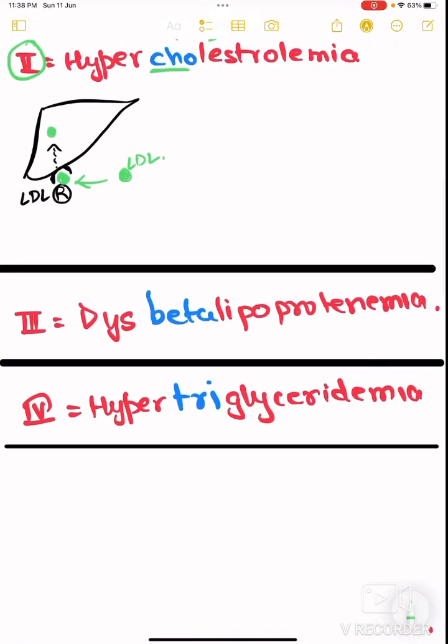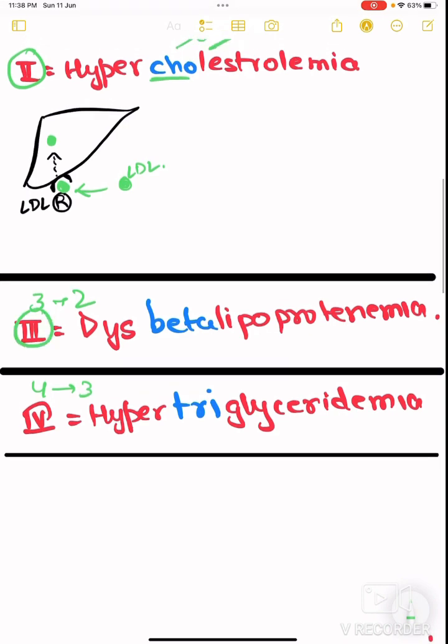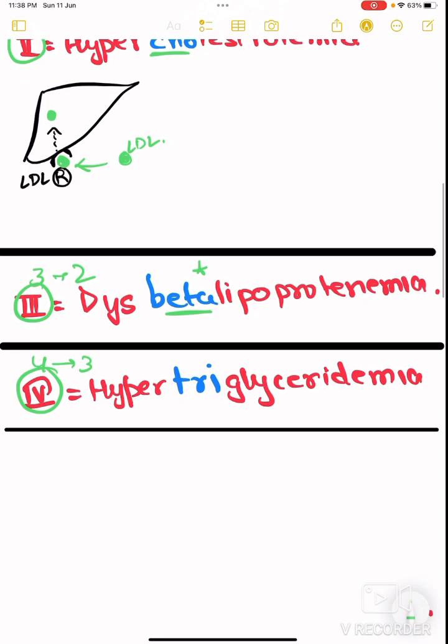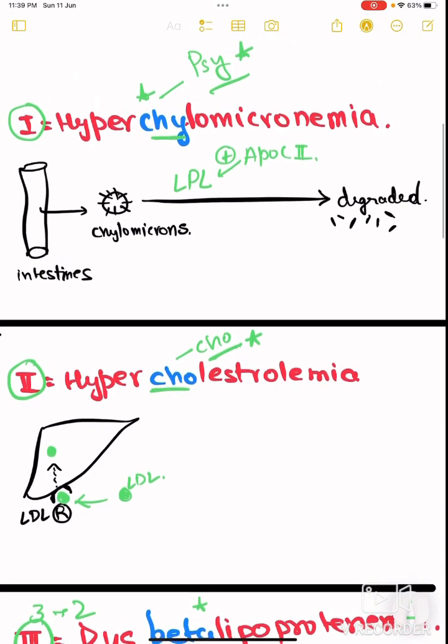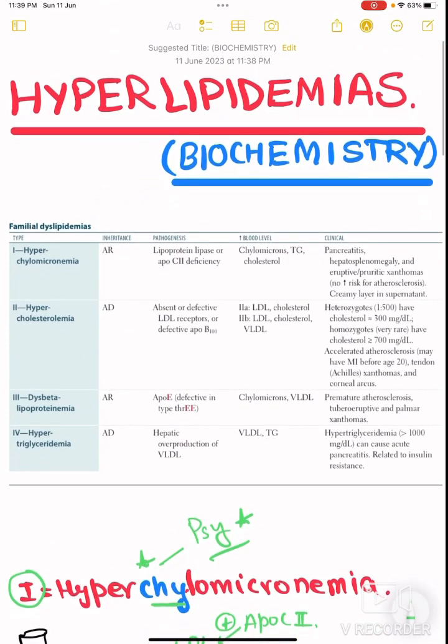Now how to remember third and fourth? 3 का 2 and 4 का 3. You just have to reduce by 1. So 3 का 2 means type 3 is dysbeta-lipoproteinemia. Beta means B, and B is the third letter of the English alphabet. Then 4 का 3 means hypertriglyceridemia. So by this way you can remember it properly. Otherwise there is a lot of confusion if you don't make any mnemonics for it.